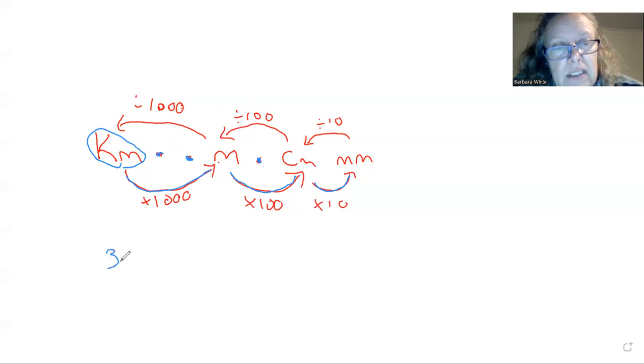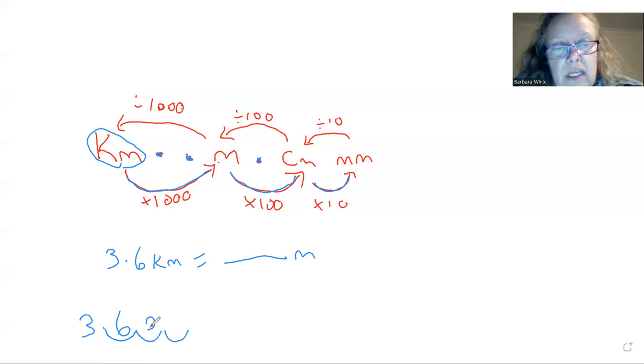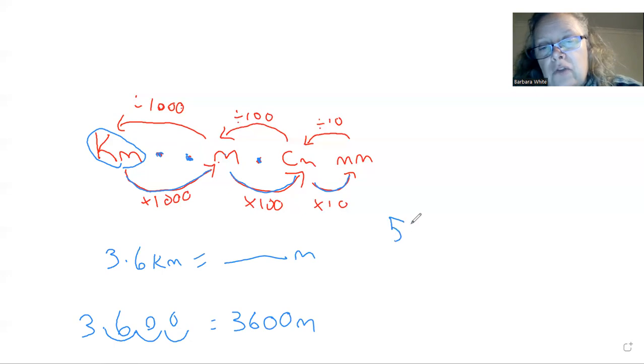We've got 3.6 kilometres. How many metres? Well, to get from kilometres to metres, we multiply by 1,000, which means we move our decimal point 1, 2, 3 spaces. So write the digits down, put the decimal point where it is, and move it 3 spaces. 1, 2, 3, and those empty spaces get zeros. 3,600 metres.